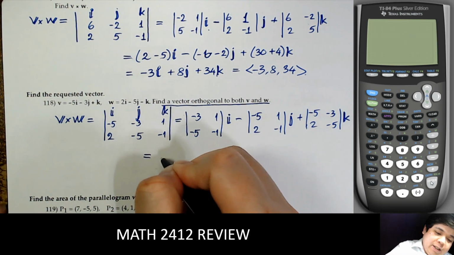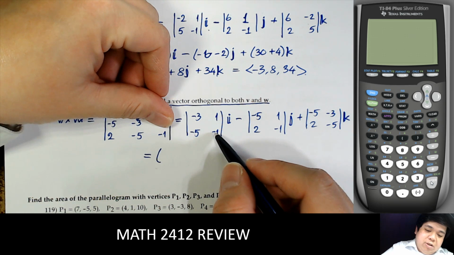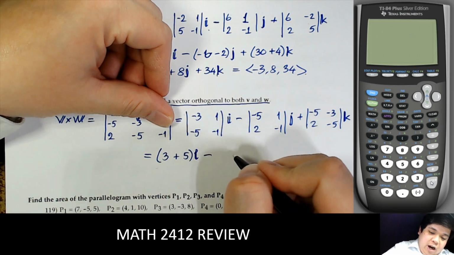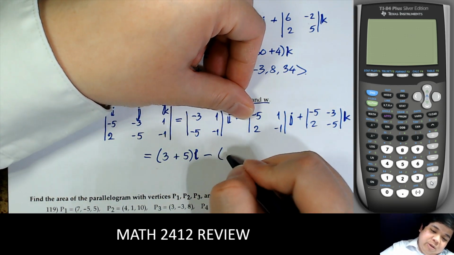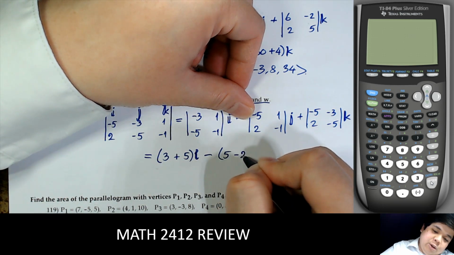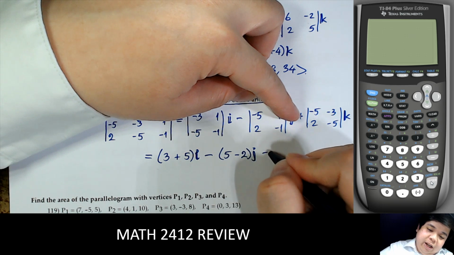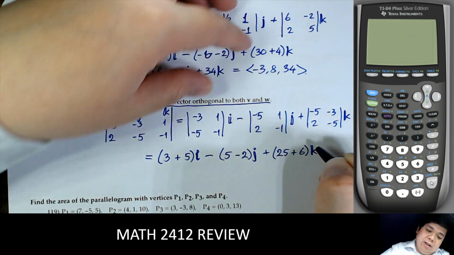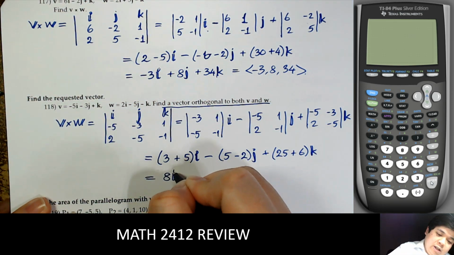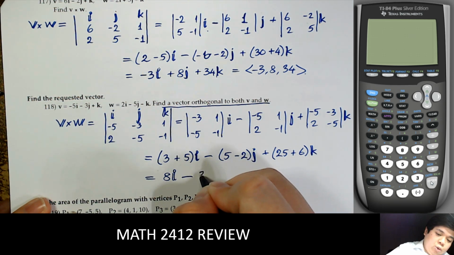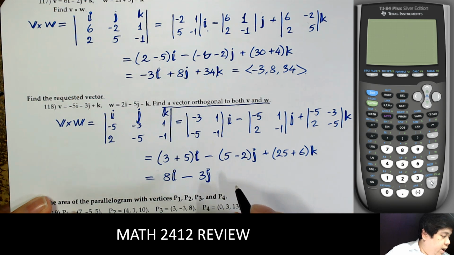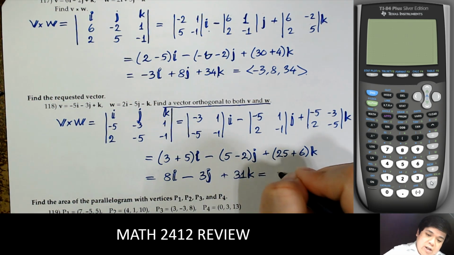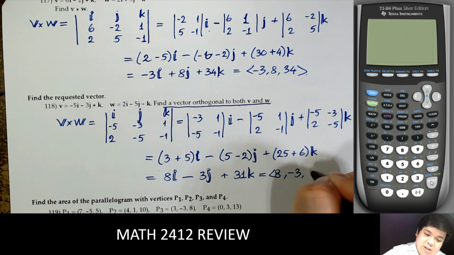Right. Negative 3 times negative 1, that's 3, subtract that plus 5. That's in the i component. For j, negative, again, that will be 5 minus 2 in j. And for k, 25 plus 6 k. So I have 8 i minus 3 j and 31 k. Or we can write it in this angular bracket notation.